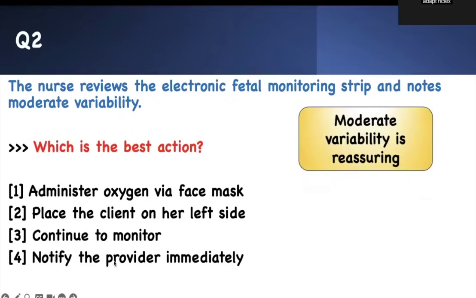That's the key. Like I said, every question, there's a concept. And I want you to write it down so that you can master maternity in nursing school and the NCLEX. Moderate variability is reassuring. If it's reassuring, then I should continue to monitor.